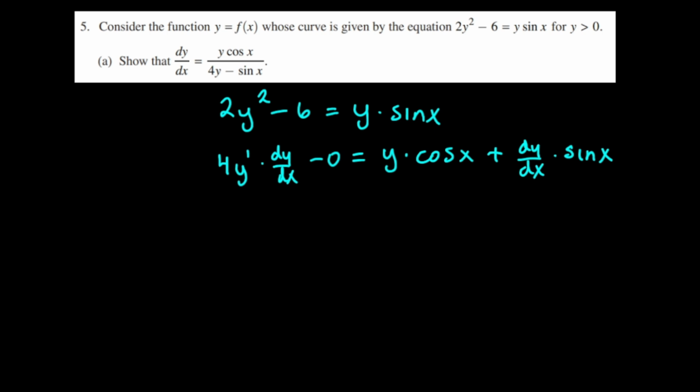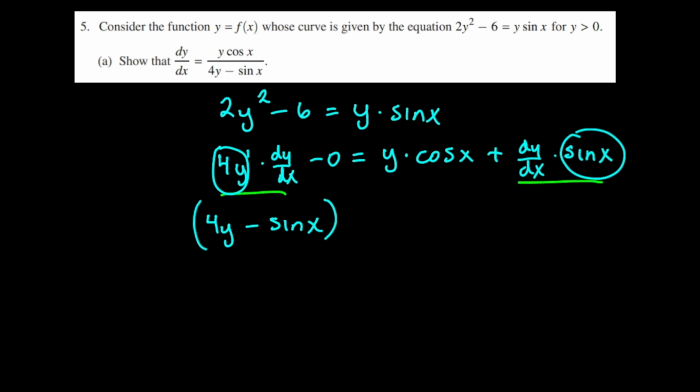Next, we need to find all the terms that have dy dx and group them on the same side of the equation. So we'll bring dy dx times sine of x to the left side, and we'll have 4y minus sine of x. Those two terms come from 4y and sine of x. They both have a dy dx, so we factor out the dy dx and write it on the left side. That covers the two terms that were underlined in green.